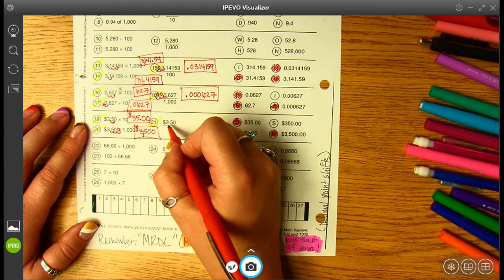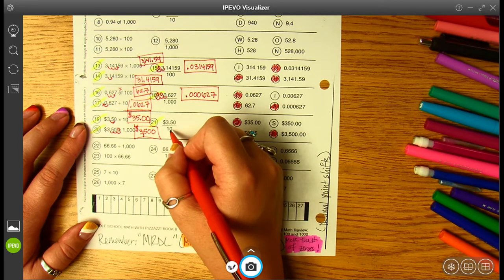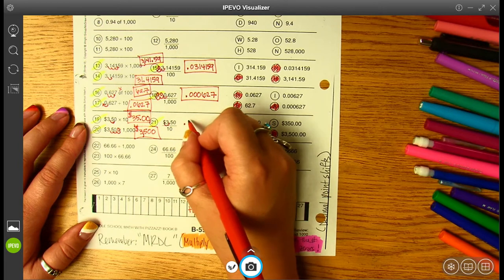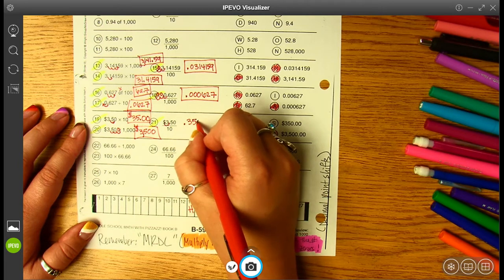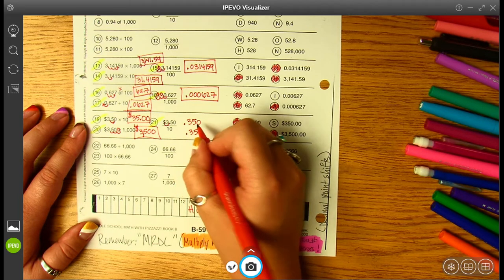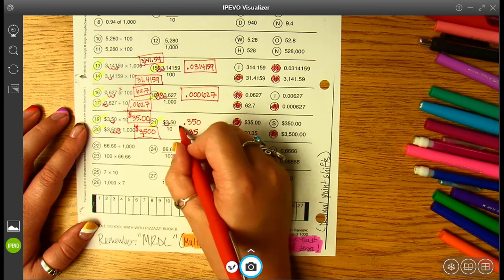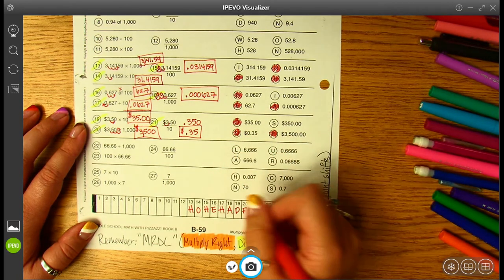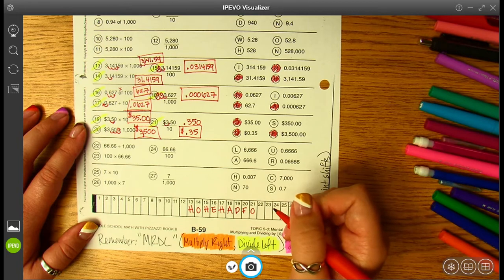And then finally, 3.50 or $3.50 divided by 10. So I'm dividing, I'm going to move the decimal to the left, and I'm only going to move it once because there's 1 0. So now it's 0.350, but since we're talking about money, and even if we weren't, I can drop that 0 at the end. So this is now 35 cents. So 21 is 0.